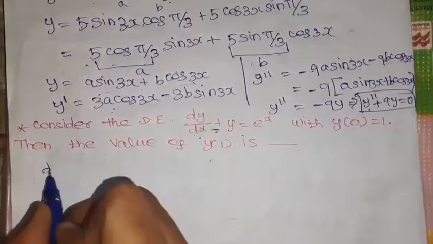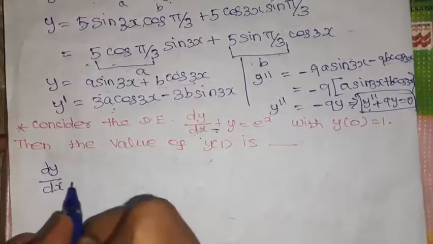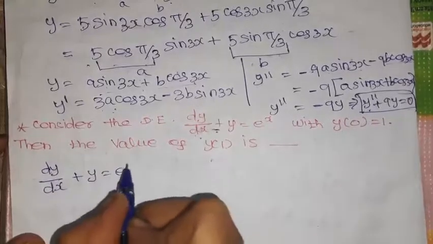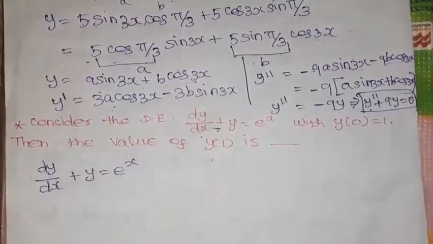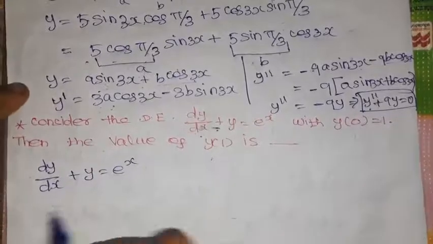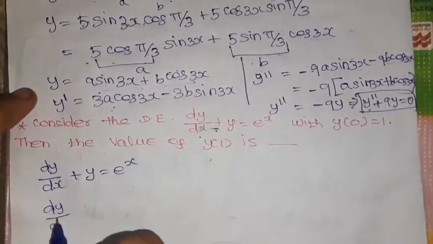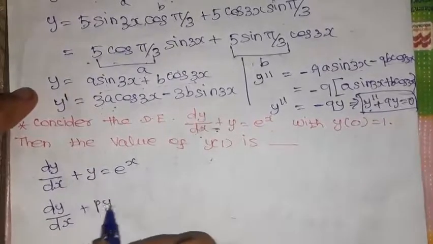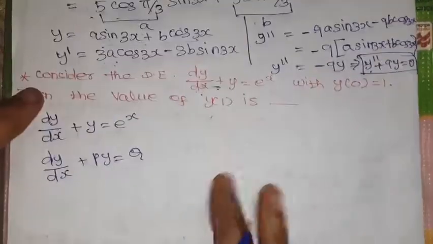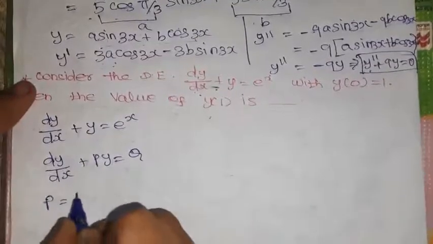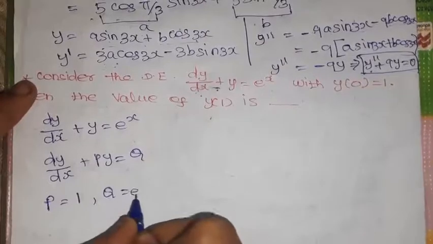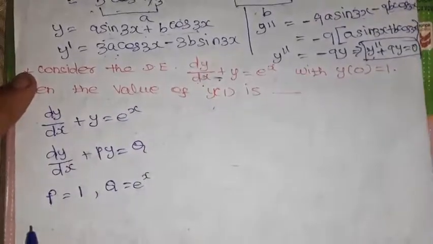So given dy by dx plus y equal to e power x. Now it is in the form of Leibniz linear equation dy by dx plus Py equal to Q, right? What is P? By comparing, P equal to 1, Q equal to e power x. Then what is the procedure?